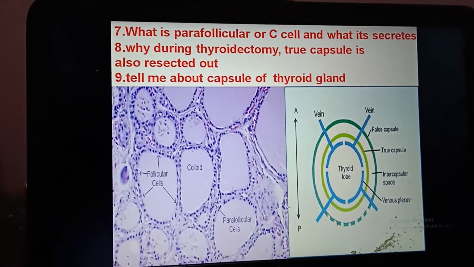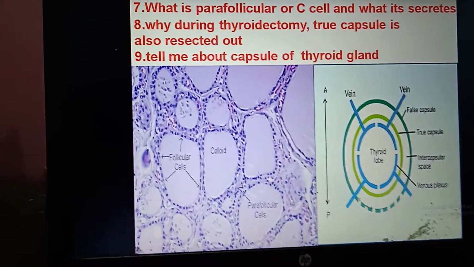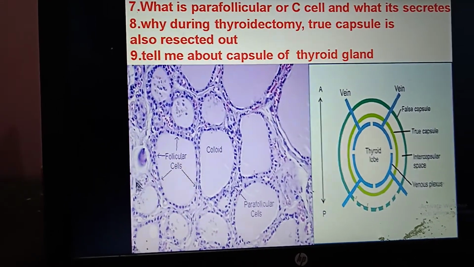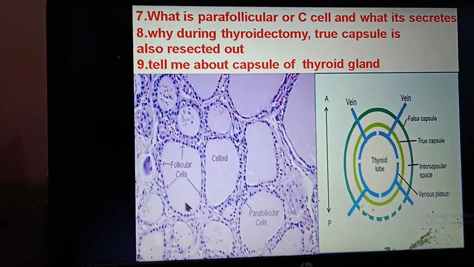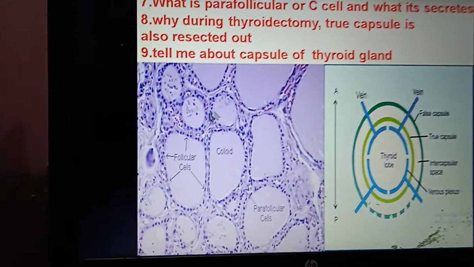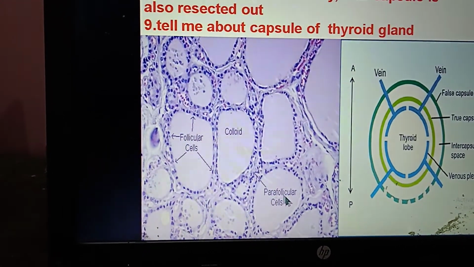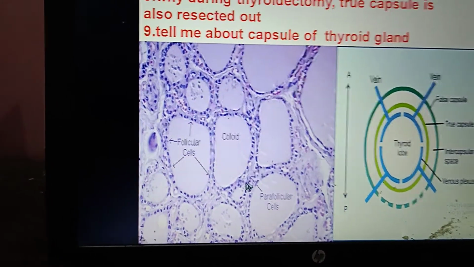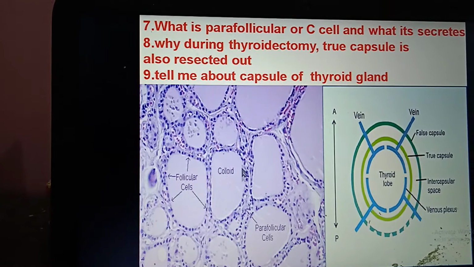Now, what is the parafollicular cell or C cell and what does it secrete? These are the follicular cells forming a follicle. This is one follicle, made up of many follicular cells, and in between these follicles lie the parafollicular cells, or C cells, which secrete calcitonin.